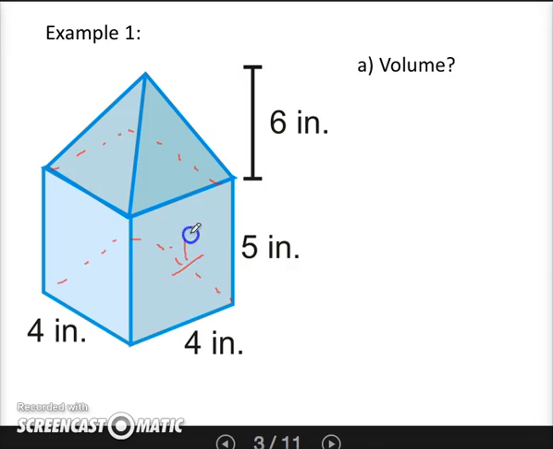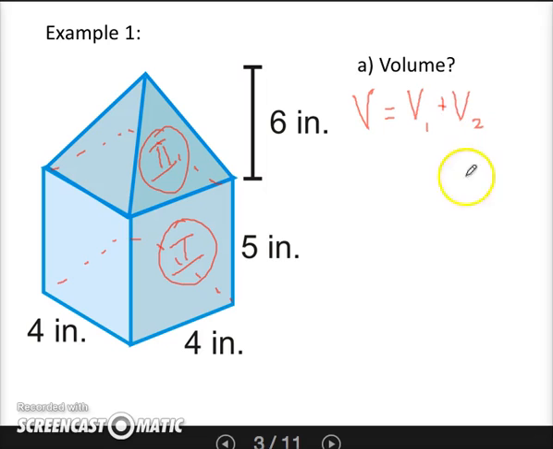Well, let's name the parts of it. Let's call this part 1 and this part 2. And our calculation for volume is relatively simple here because the volume of the entire thing is going to be the volume of 1 plus the volume of 2.